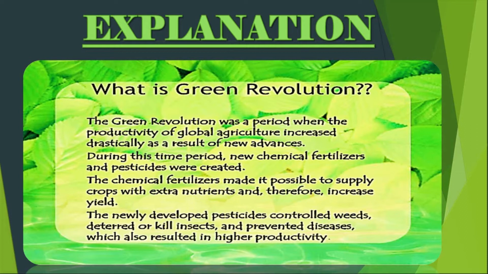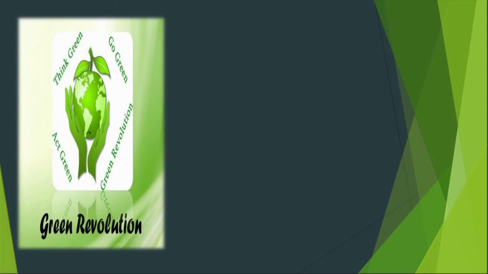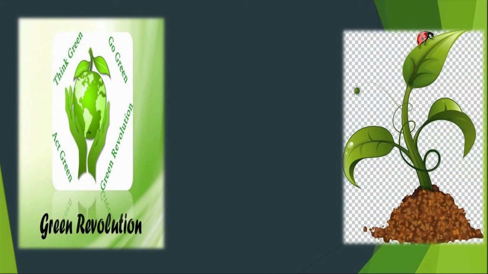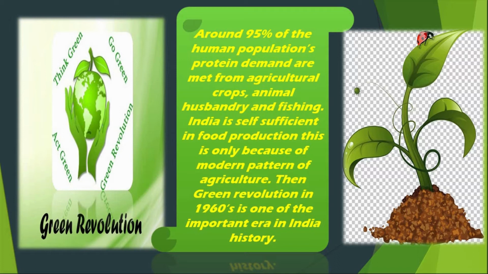We know that food is the most basic requirement for sustaining every kind of living creature on this earth, as well as human beings. Man obtains food from cultivated plants and domesticated animals also. So, around 95% of the human population's protein demand is met from agricultural crops, animal husbandry and fishing. India is self-sufficient in food production. This is only because of the modern pattern of agriculture.